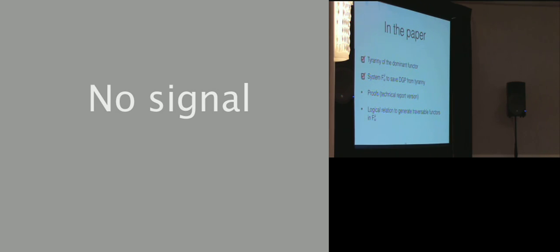In the paper, there are more descriptions about the tyranny of the dominant functor, which we have seen, and the formal definition of system F omega mu, which we also have seen, kind of. And in the technical report version, there are the full proofs of soundness and decidable type checking for a fragment, and a logical relation that generates traversable functors given a description of a data type.